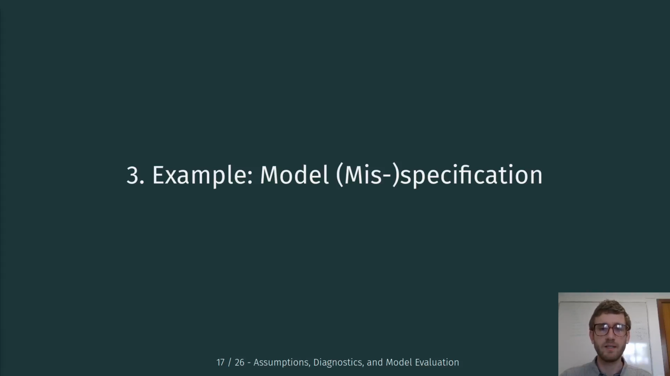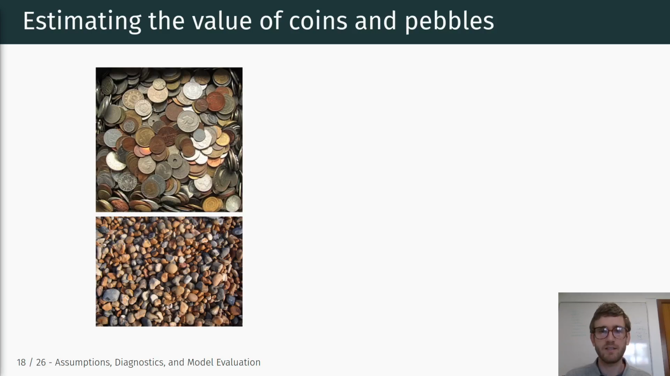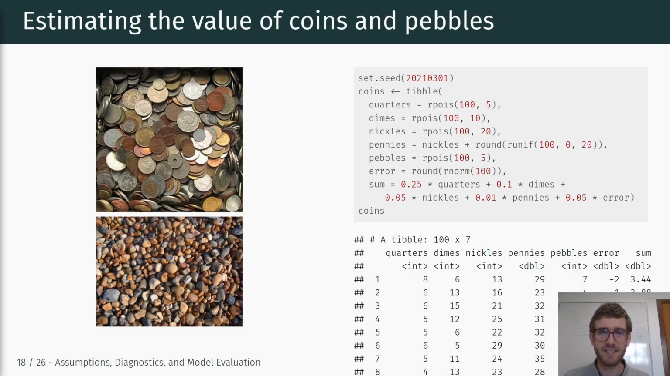Hey everyone. In this video, I'm going to go through a couple of common types of model misspecification and their consequences. The way we're going to talk about this is we're going to look at a simple simulation example. The goal of this simulation example is to use linear regression to estimate the value of different types of coins and pebbles. So the basic idea is simple.